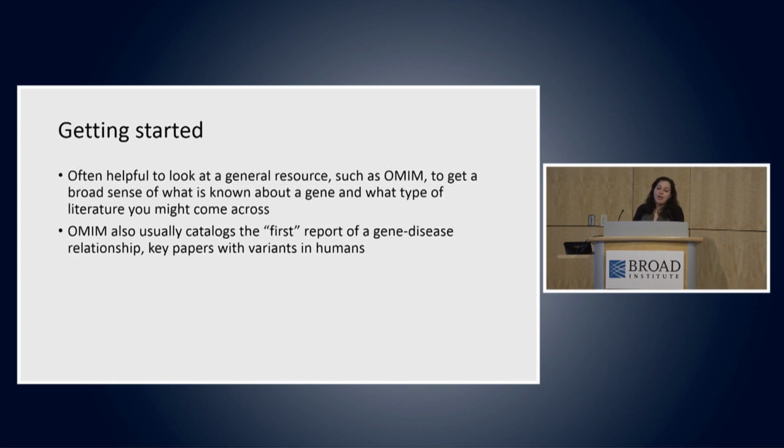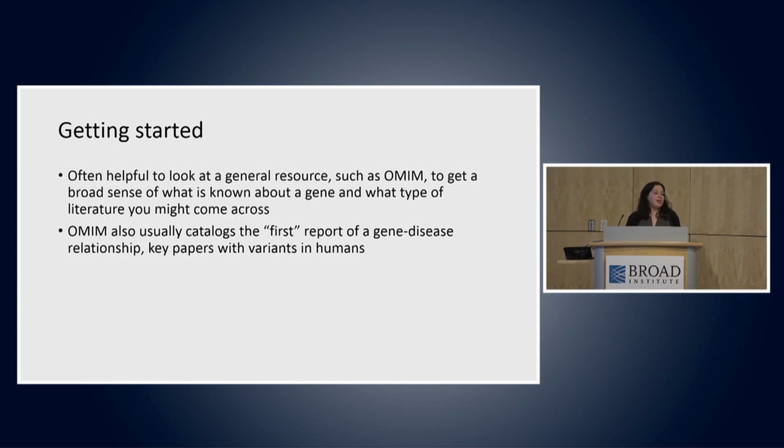I found that when you get started with a gene-disease association, there can be two ways that you could get started. You could be doing, for example, exome or genome analysis. You don't necessarily have a given disease for that gene. You just have the gene and potentially a variant that had been identified in a person. So in that case, I found that it's very helpful to get a general sense of what has been published in the literature about that gene by looking at a general resource such as OMIM.